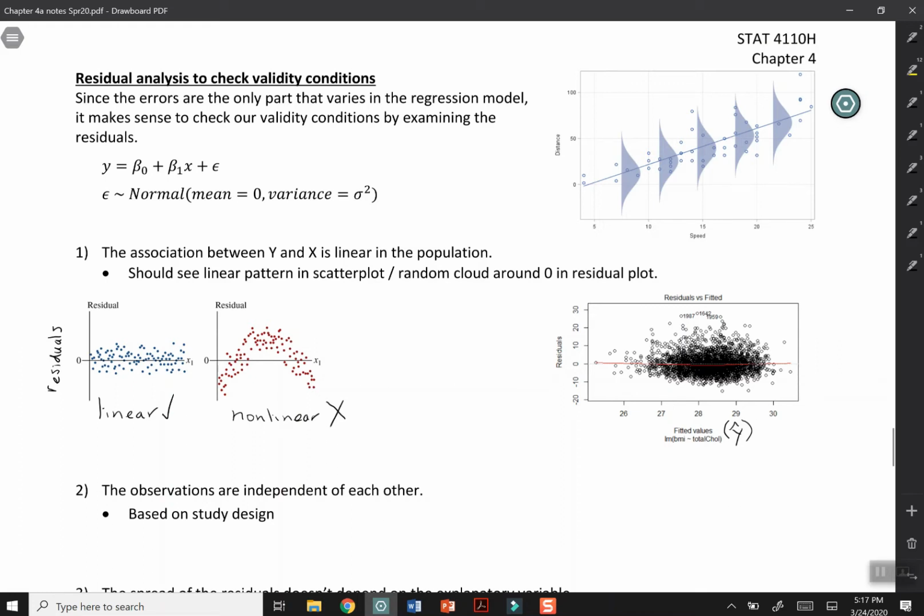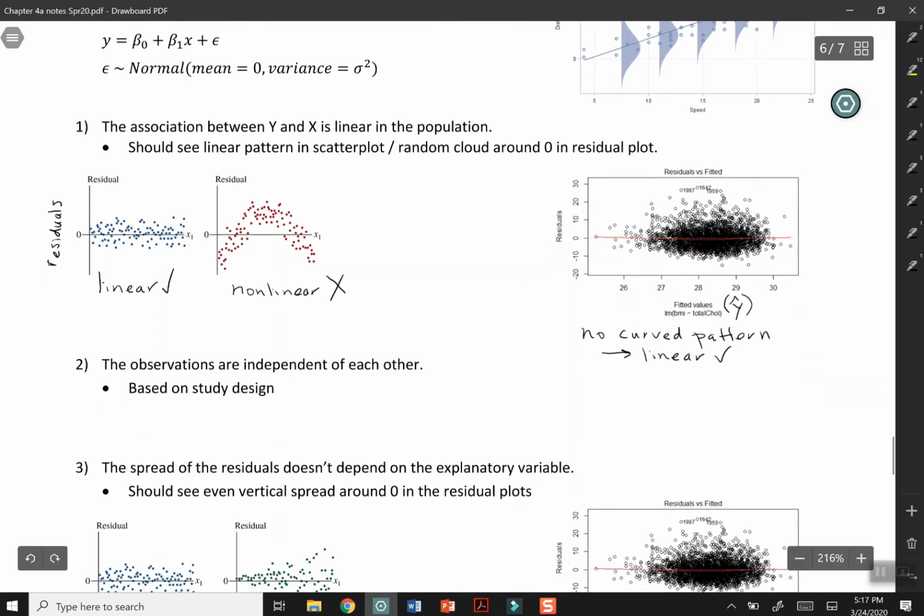But you read it the same way. So when I look at this plot, I don't really see any curved pattern here. And if you have no curved pattern, then that's an indication that you have a fairly linear relationship. Okay, so that one should be fine. The second one is the same as what we've seen in previous chapters, that the observations need to be independent of each other. And that's going to be based on the study design. That's not something that we necessarily check with graphs.